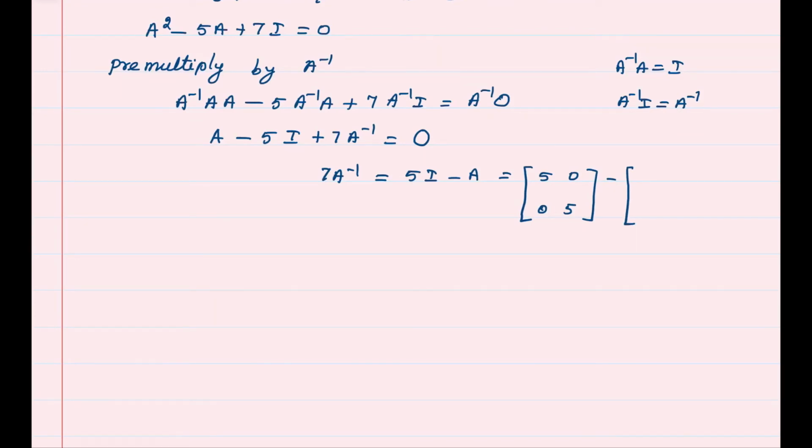And A matrix is 3, 1, minus 1, 2. Therefore, A inverse will be 1 by 7 times 5 minus 3, 0 minus 1, 0 plus 1, 5 minus 2. By using adjoint of A, you will get the same answer, but it is wrong. The question says, hence find A inverse. So, using the previous result, we have to find A inverse.